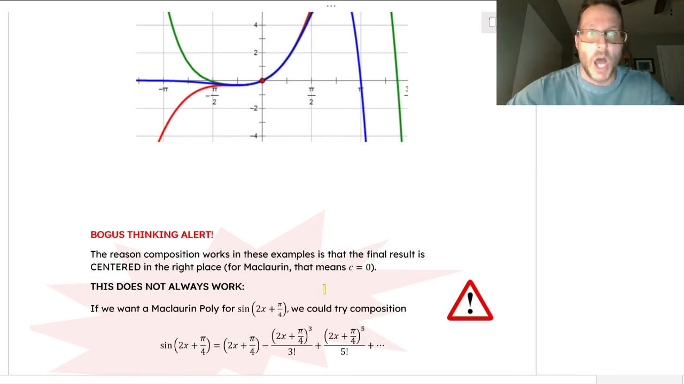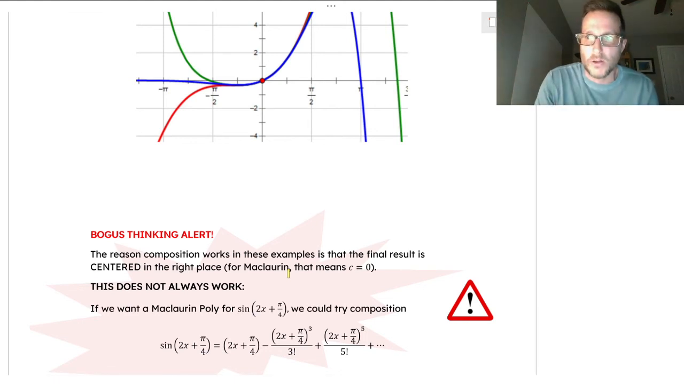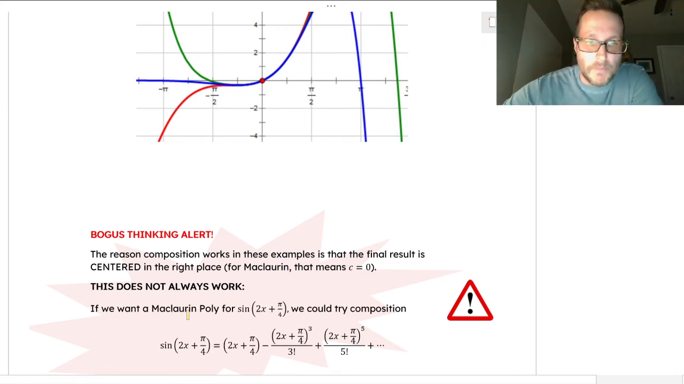Bogus thinking alert. The reason composition works here is that the final result was a polynomial centered at 0. So if you want a Maclaurin polynomial and the final result is a Maclaurin polynomial, then it worked. But composition doesn't always work. You think it should, because you can always sub in what you want. So case in point, sine of 2x plus pi over 4. I believe that was even a homework assignment on the last thing that I gave to my classes.